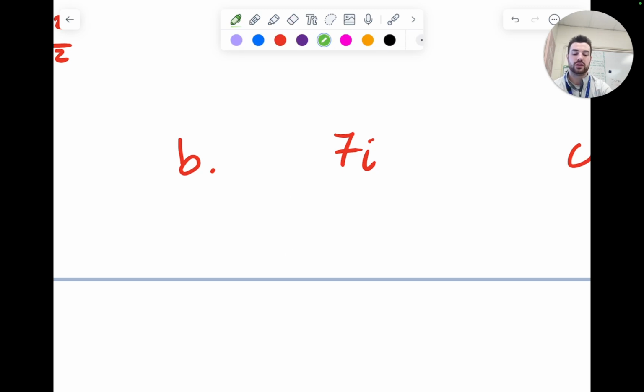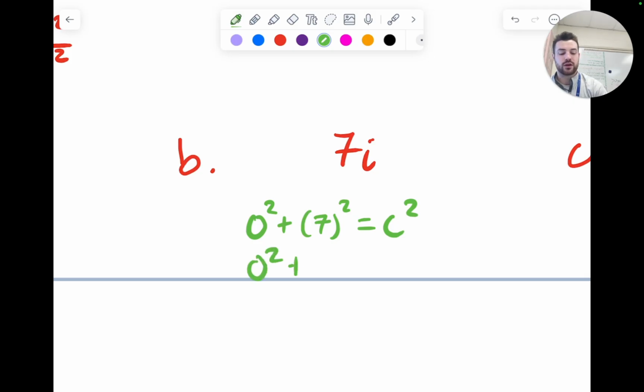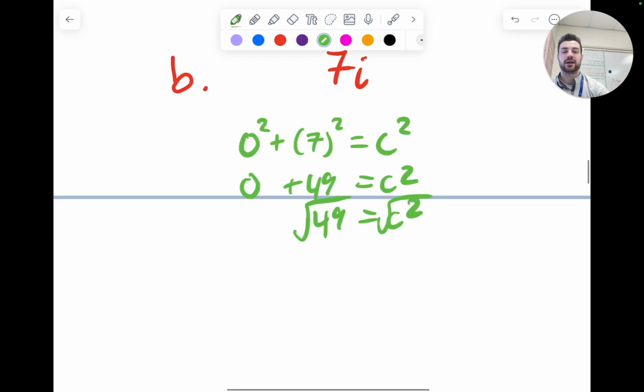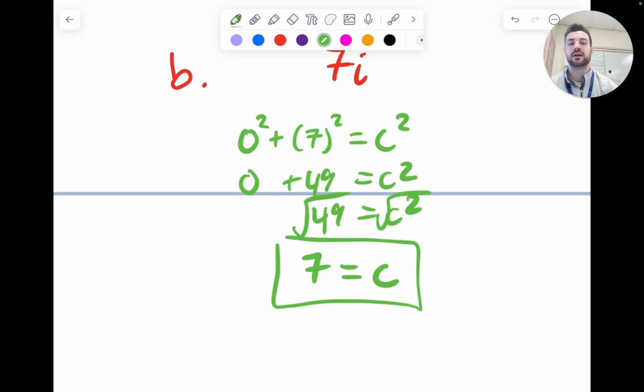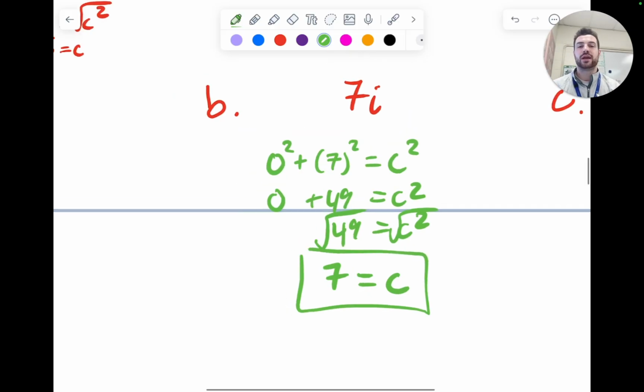Our horizontal component is 0 squared, plus our vertical component, which is 7 squared, should equal the length squared. So we get 0 squared, which is just 0, plus 49 equals c squared. 49 is equal to c squared, and square root of both sides gives us 7 is equal to c. So the length of this complex number is 7, which should make sense because we're not moving left and right. We're just going up 7 values, 7 spaces. So the length should be 7.